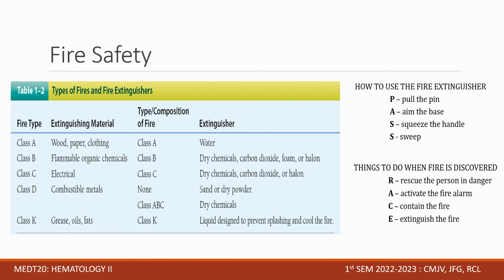How do we use the fire extinguisher? You should remember the acronym PASS. Pull the pin, aim at the base of the fire, squeeze the handle, and then sweep side to side. For things to do when fire is discovered, you should remember the acronym RACE. First, R, rescue the person in danger, if possible. Next is A, activate the fire alarm. C, contain the fire. And E, extinguish the fire.